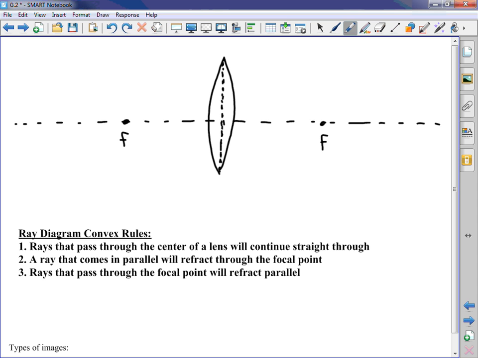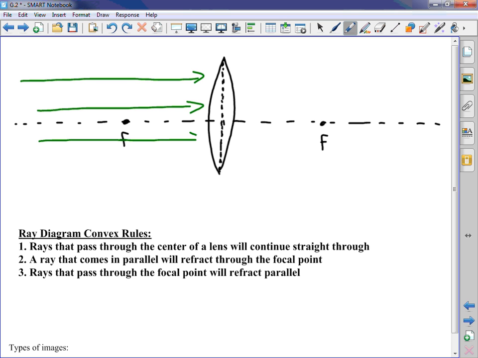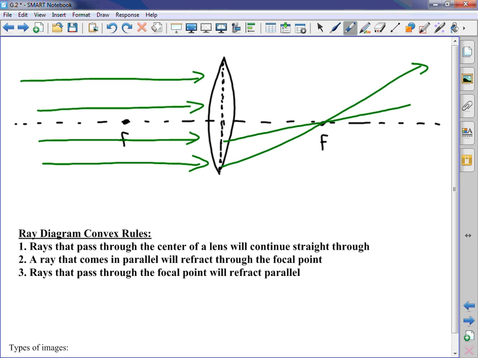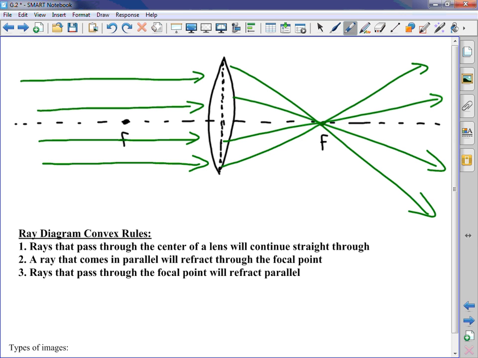By the way, the focal point, just as a concept here, and I'll point this out with statement number 2 down here in the convex rules: a ray that comes in parallel goes through the focal point. That is the definition of the focal point. So if I had a bunch of light coming in parallel to the principal axis like this, all of it will focus at the focal point, right there. Okay, that's the idea of the focal point. It's where all the light focuses.